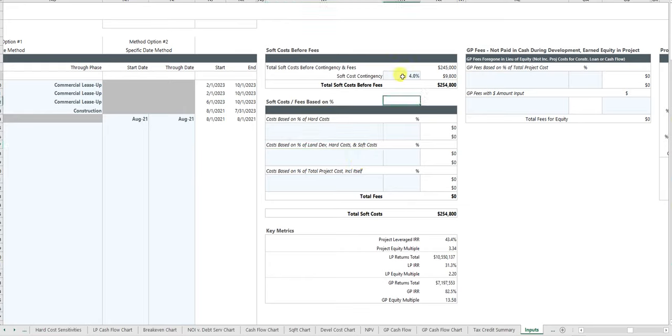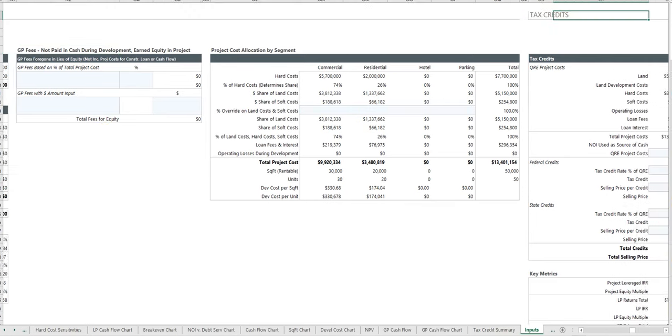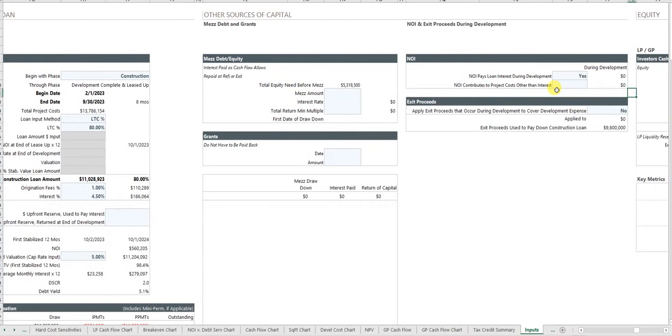You have contingencies. You can have GP fees that are accrued during development but are not paid in cash. They get the GP more equity in the deal. There's a section on tax credits that I won't get into. You can input a land loan, the construction loan. You can tell the model how much the construction loan amount is in a couple of different ways. You can also have here your interest rate. You can have 2 different kinds of loan reserve that you have to kick in. You can do Mezz debt if you like.